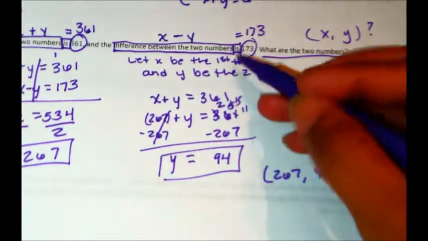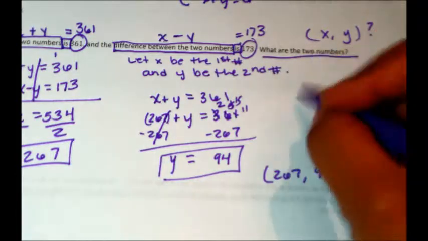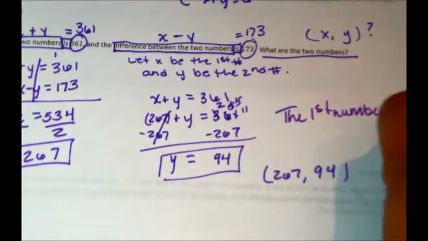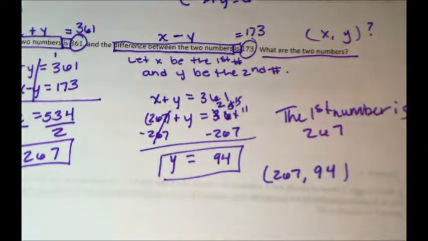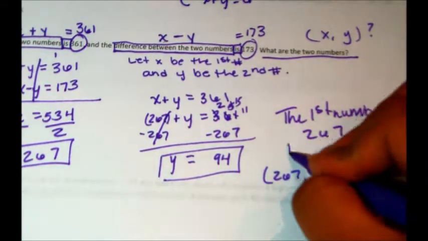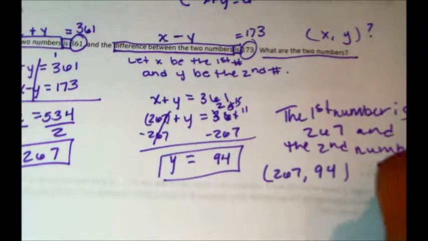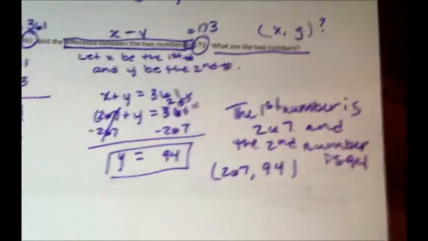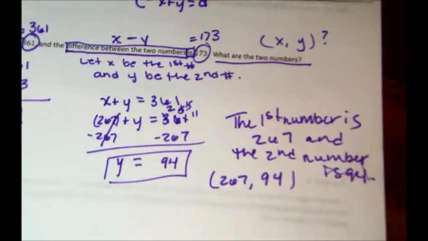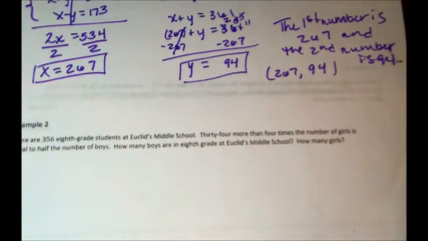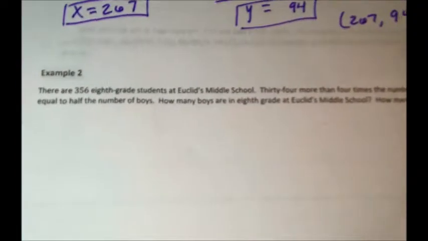And the answer to the question, what are the two numbers? Okay, so we said that x was the first number. So the first number is 267, and the second number is 94. It's kind of cool how we can use linear systems to answer questions like this. All right, let's get a little more complex.